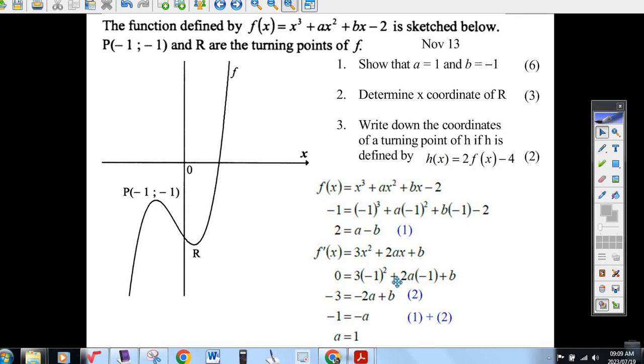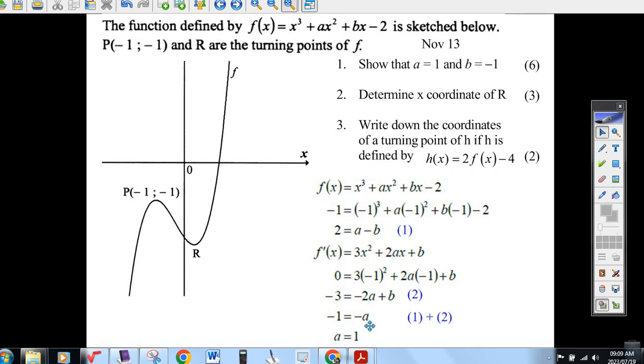Now all we do is take equation 1 and take equation 2 and just add them together. A plus minus 2a is minus a. 2 plus minus 3 is minus 1. We get minus a equals minus 1, so a must be 1. We were supposed to show that a is 1.